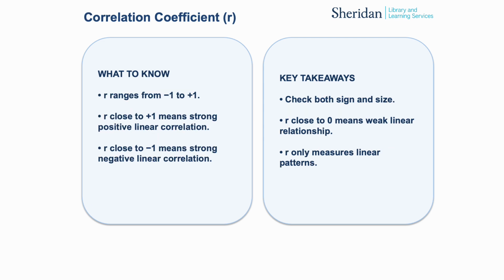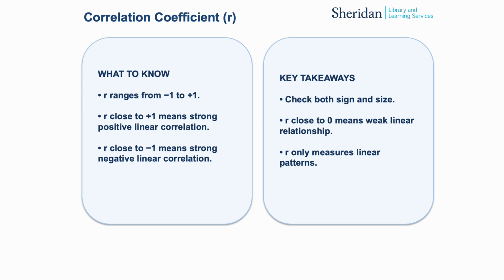As we already understood what correlation is, the next question is, how do we measure it? To measure the strength and direction of a linear relationship, we use a value called the correlation coefficient, which is represented by the letter R. The value of R is always between -1 and +1. That means it can never be greater than 1 or less than -1.